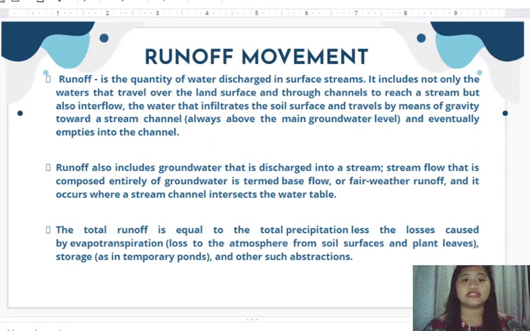Today I'm going to discuss runoff movement. First off, let us define what is runoff. By definition, runoff is the quantity of water discharged in surface streams.